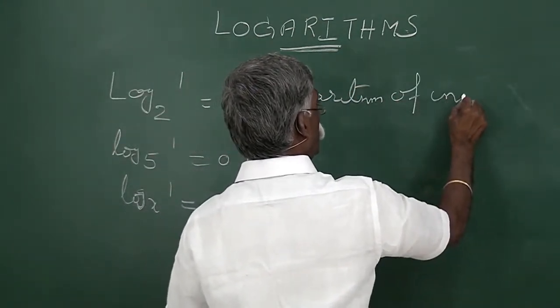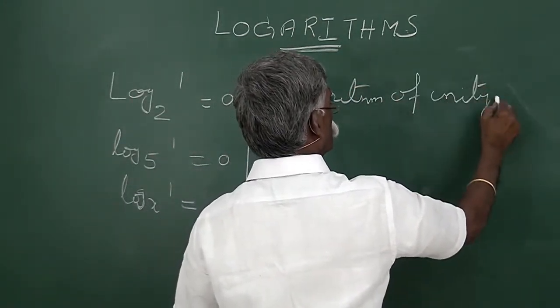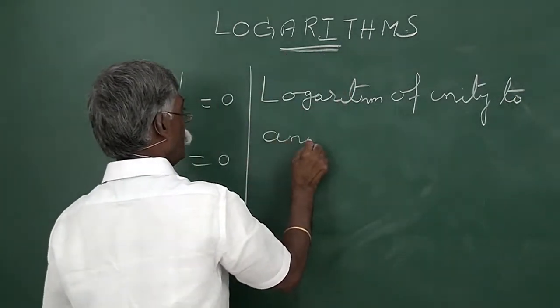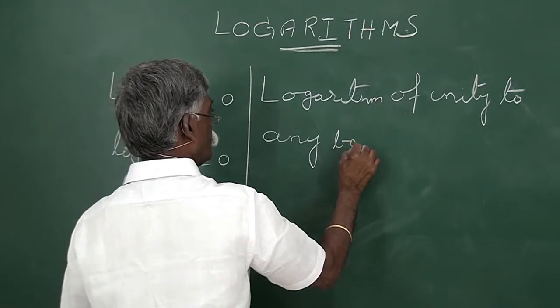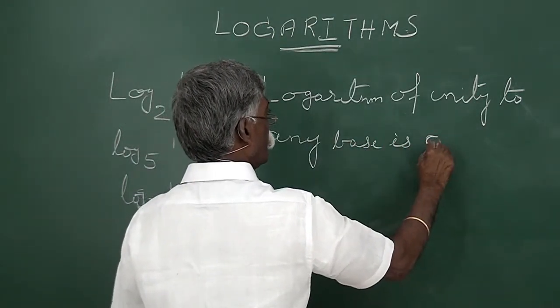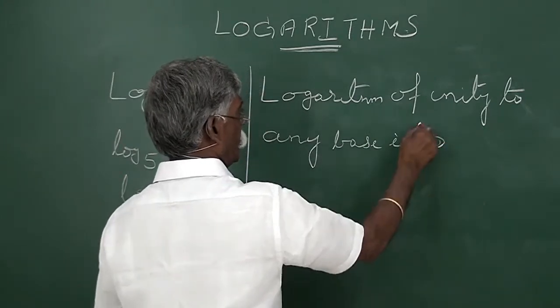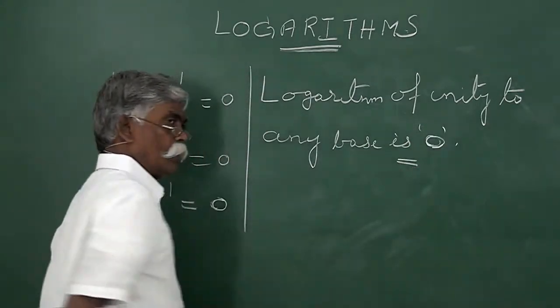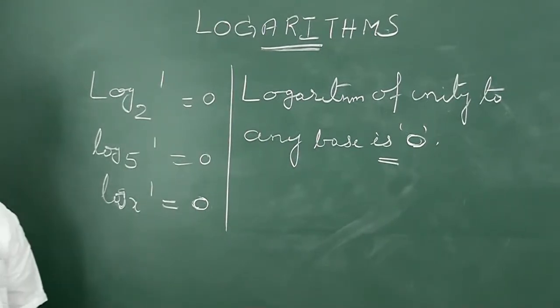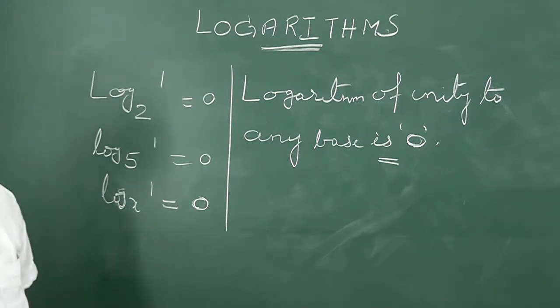Logarithm of unity to any base is 0. So in the previous example, we have seen that logarithms of the same number to different bases are different. Now the logarithm of unity to any base is 0.